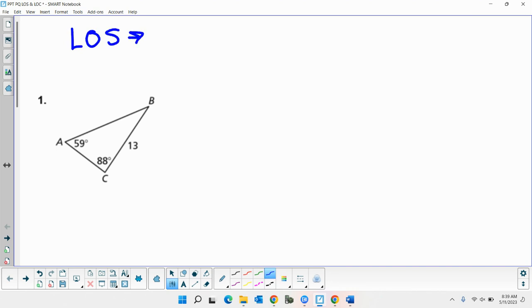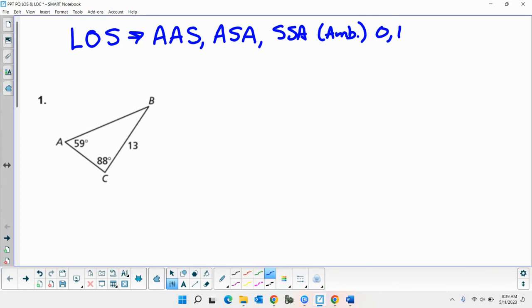Law of sines situations: angle, angle, side; angle, side, angle; side, side, angle. That's that ambiguous case: 0, 1, or 2 triangles. Okay? That's when you use law of sines. Law of cosines.